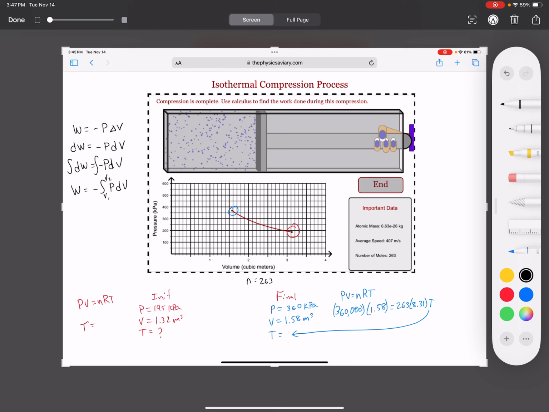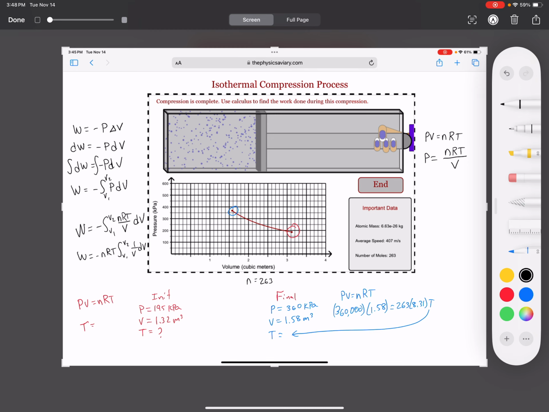The problem is we need to write P as a function of V. So we're going to use the ideal gas equation. We're going to solve it for P, and then we're going to plug that in. Okay, we could then pull out of our integral the number of moles, the ideal gas constant, and the temperature. They're all going to be constants.